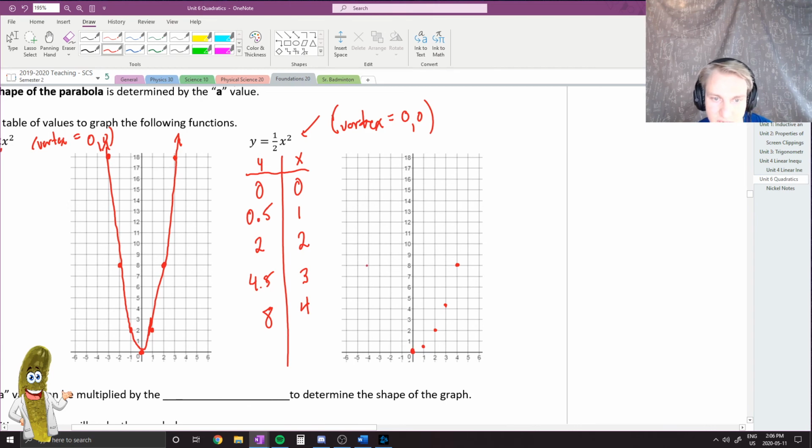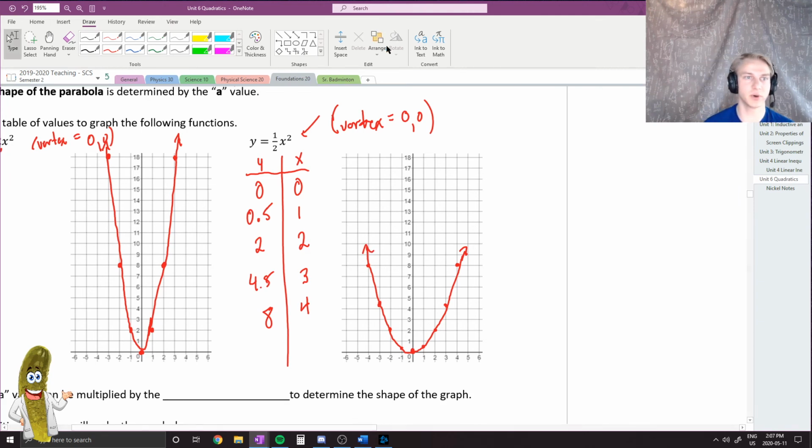I can do the same thing on the negative side. Negative 4, 8. Negative 3, 4.5. Negative 2, 2. Negative 1, and oops, let's do that point a bit more accurately, 0.5. And so what we end up getting here is a graph that looks quite a bit wider than what we previously saw.